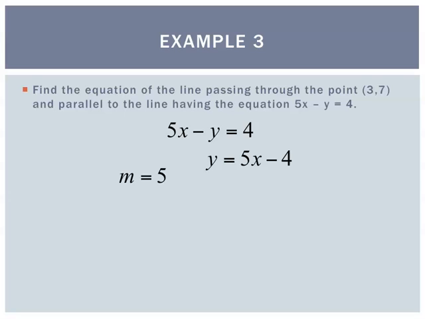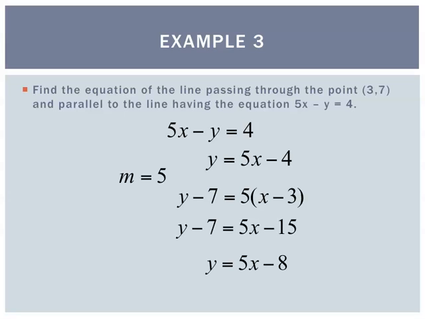So now we're going to use point-slope form. y minus 7 equals 5 times (x minus 3). And we'll go ahead and simplify this as much as we can. So this is y minus 7 equals 5x minus 15. Add the 7 over, we have y equals 5x minus 8. And that is the equation of the line that will go through the point (3, 7) and is also parallel to the line 5x minus y equals 4.